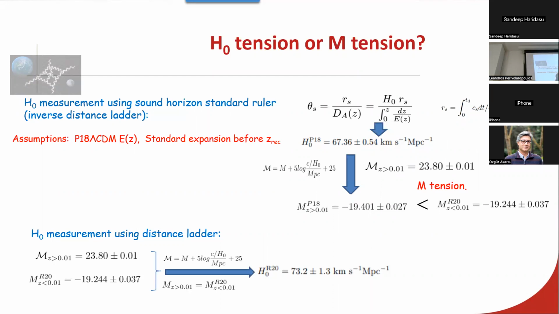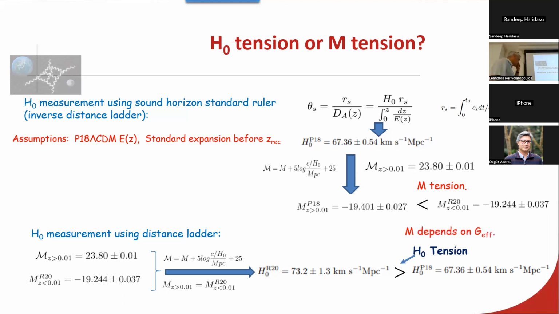And you find this thing, 73.2, etc., which is 5 sigma away from this one. So that's how people do it. And then, of course, a much larger 5 sigma with the CMB. And this is the H naught tension.